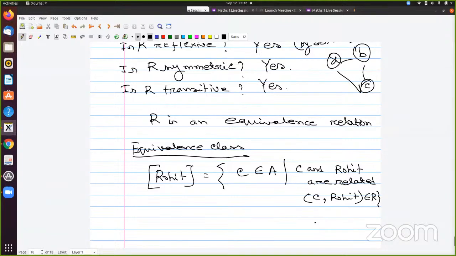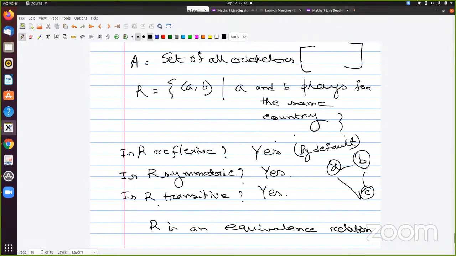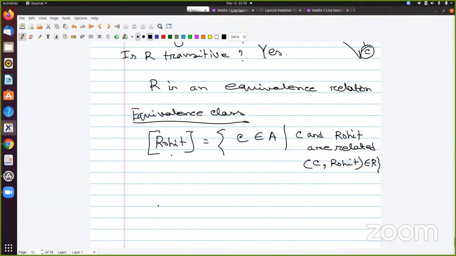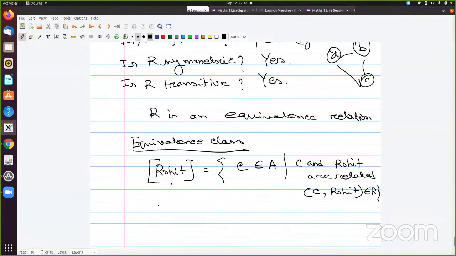Is it clear to everyone? Can you repeat it once more? I am explaining that I am considering the class of some element of the original set. The original set was A, the set of all cricketers. So I am taking one player from that, say Rohit Sharma, and I am considering the class of Rohit Sharma. So you consider all such players who are related to Rohit Sharma by R.